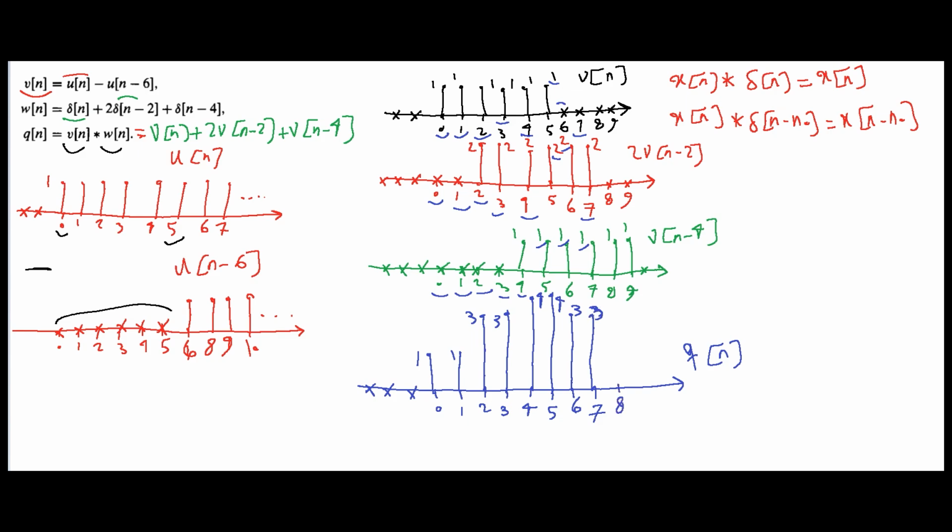At n equals 8, only the third signal is equal to 1. Therefore, the result is 1. At n equals 9, the result is also 1. For all remaining values of n, every signal is equal to 0. Therefore, the convolution result is 0.